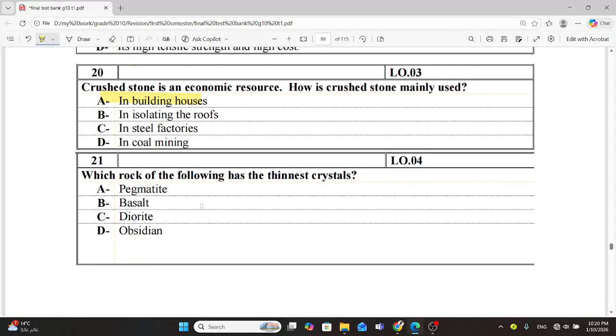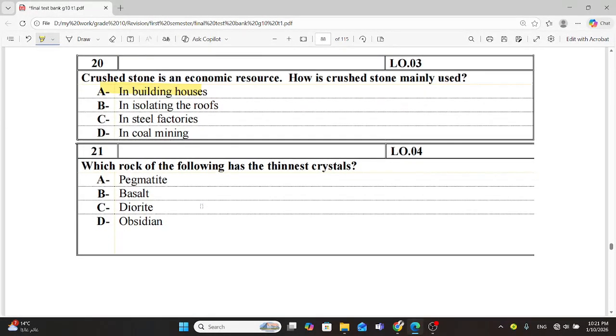Which rock of the following has the thinnest crystals? Pegmatite, basalt, rhyolite, or obsidian? Of course, obsidian has the thinnest crystals.